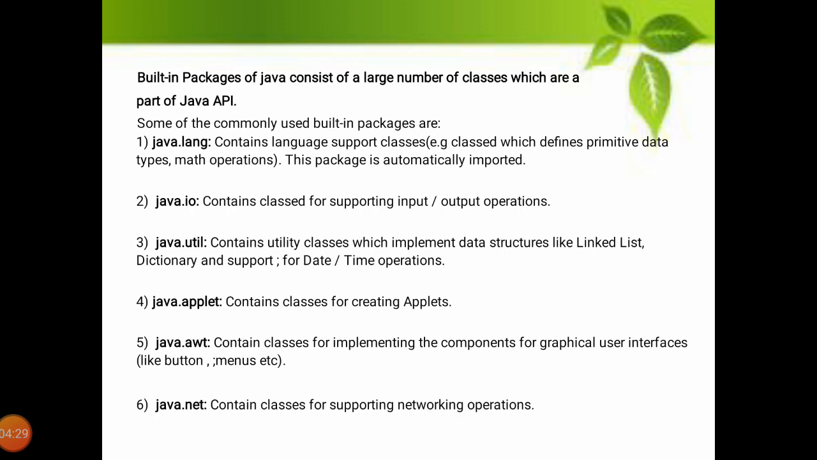The fifth one is java.awt. The java.awt package contains classes for implementing the components for graphical user interface like buttons, menus, drop down buttons, etc. And the sixth one is java.net. The java.net package contains classes for supporting networking operations. So these are the inbuilt packages provided by Java for us. We can import these packages in our program.